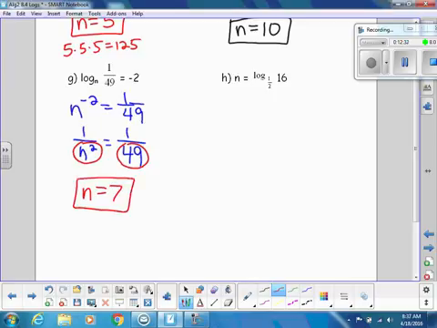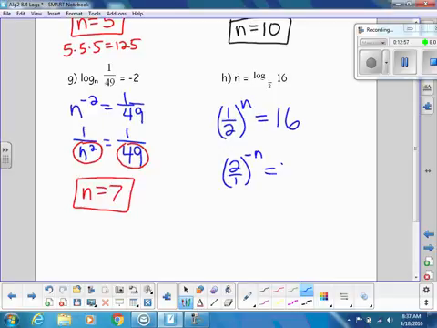And then our last one, even though this looks intimidating, all right, we're saying, what's our base? 1/2. I'm going to put that in parentheses, raised to the n power equals 16. Okay, so again, if I wanted to flip that 1/2 so that it was 2 over 1, then the exponent would become negative. If that's confusing, then don't do that. But just hear me out.